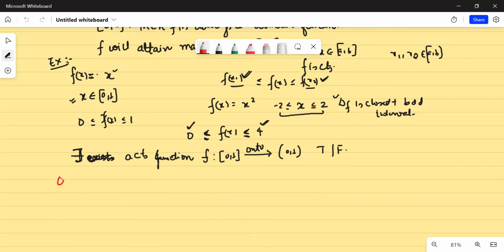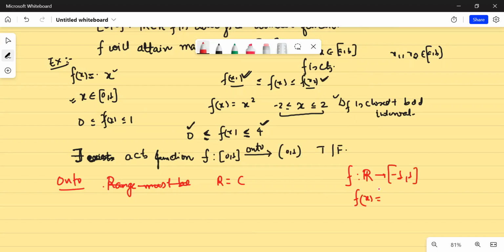Do you know the meaning of onto? Onto means that your range must be an improper subset of the codomain, or your range must be equal to your codomain. Is that clear? So for an onto function, your range must be equal to your codomain. Let's say f is defined from R to [-1, 1], f of x equals sine of x. This will be an onto function because the range of the function is equal to the codomain. Such functions are called onto functions.